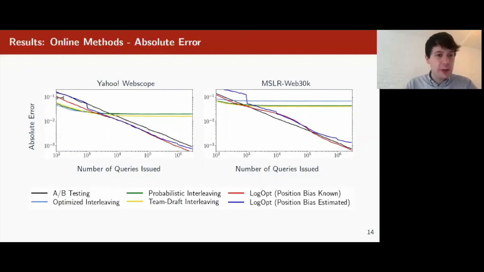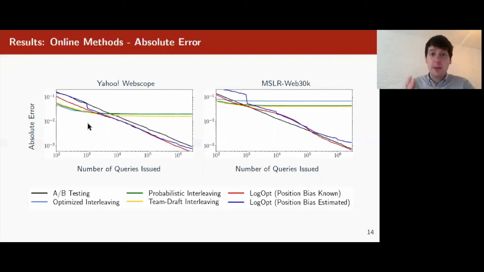If we compare it to LogOpt, which is this red line where position bias is known, and the blue line where position bias is estimated, we see that it's faster than A/B testing, but unbiased, just as unbiased. What we've done here is we applied this algorithm every factor of 10. So at 100 queries, at 1,000 queries, 10,000 queries, etc. So you can see, for instance, a drop in the blue line at 1,000 iterations because it has a better estimate of position bias.